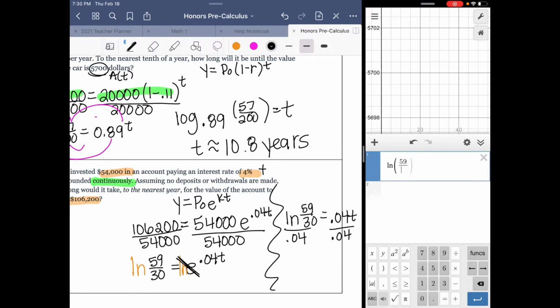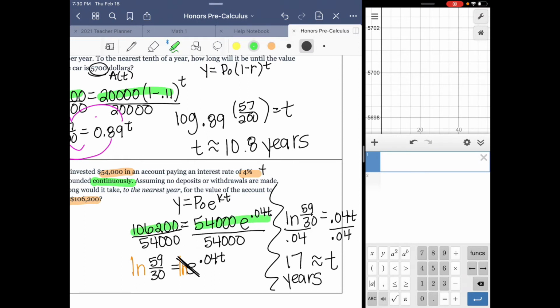So I'm going to go put that in. So 59 divided by 30, and then that whole thing is divided by 0.04. So my time is approximately, it said round to the nearest year, so we're going to go up to 17 years that it took to get to that value.